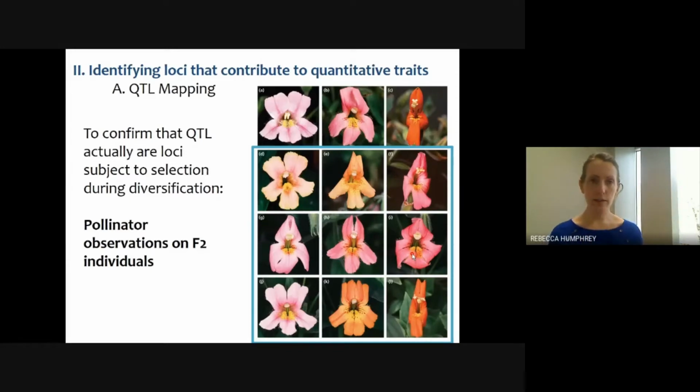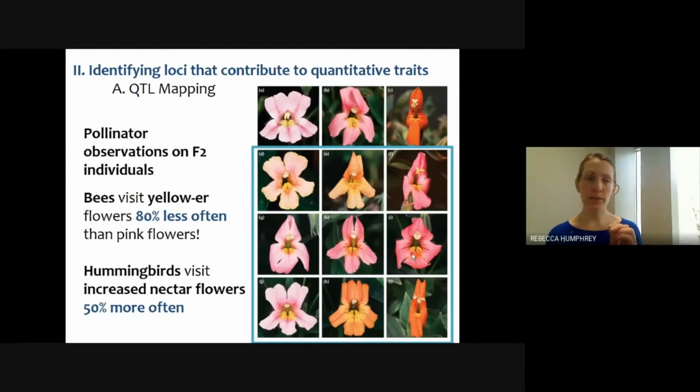Okay, so we do this. We get our grad students to sit in the field and watch all of these F2s and record pollinator visitation. Like, do they land? How long do they sit there? That kind of thing. Maybe we're catching some pollinators and seeing how much pollen they have on them. Okay, so we're doing this study, and then we'll be able to link the genotype that an individual has with its likelihood of getting pollinated by a particular type of pollinator.